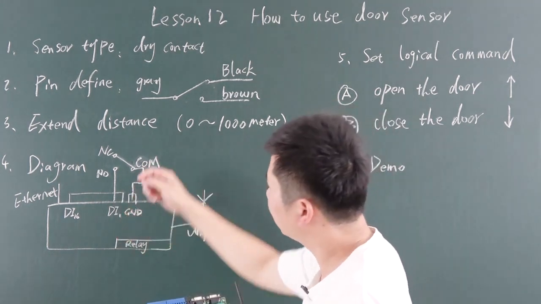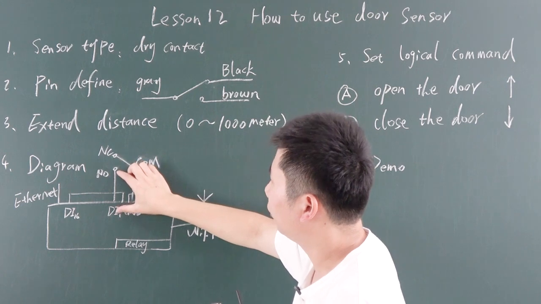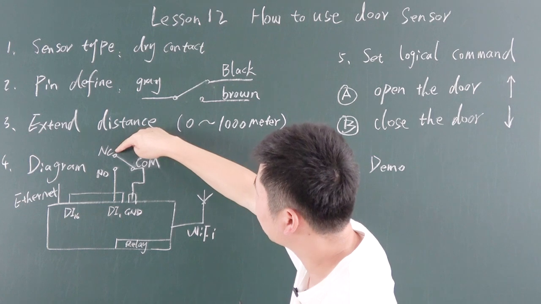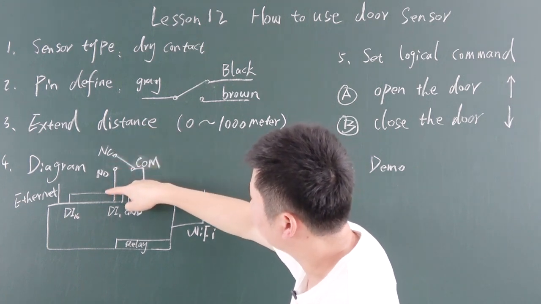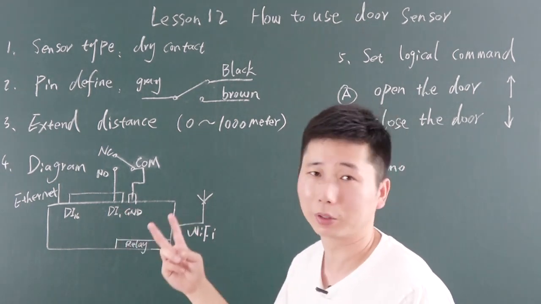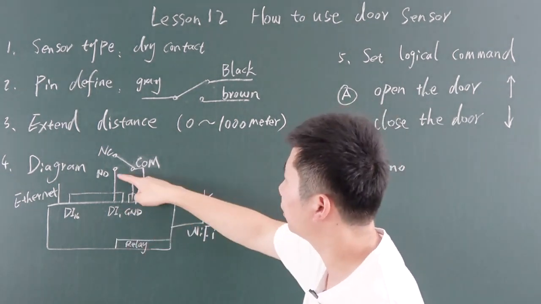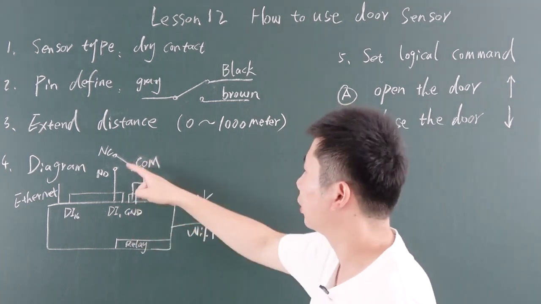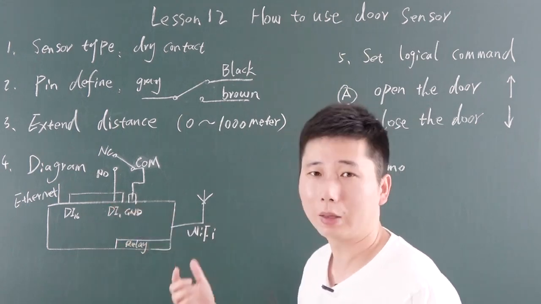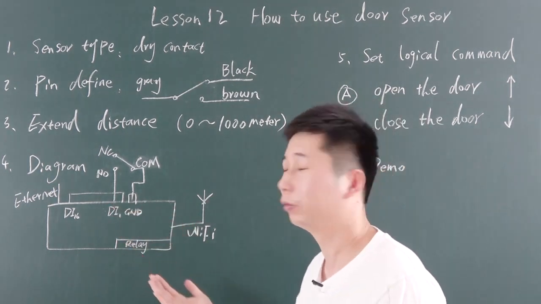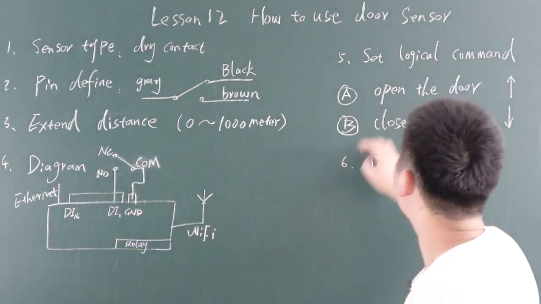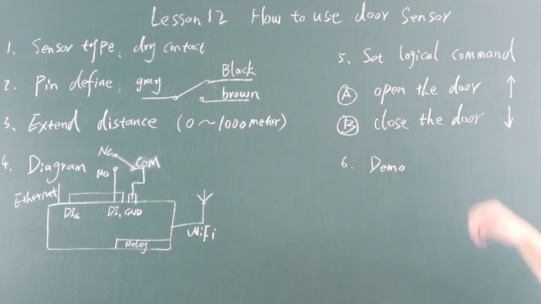If you want to detect the door sensor's open and close at the same time, you can connect normal close to digital input 2. This will cost 2 channels of digital input. It's up to you whether to connect 1 line or 2 lines. You can use normal open and normal close for 2 digital inputs at the same time. It's just for on and off. And this is the diagram. It's also very easy.